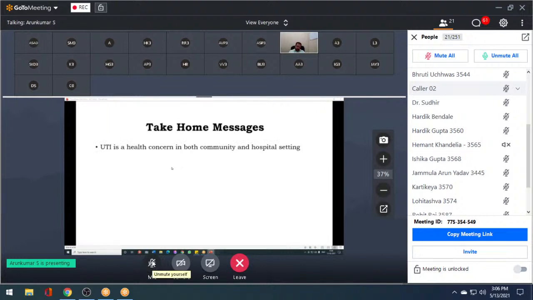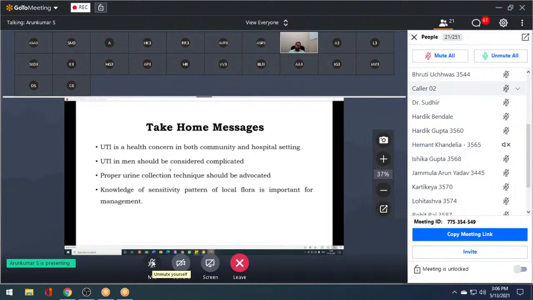So UTI is a common health concern, both in the community and in the hospital setting. It's very common, probably the most common hospital-acquired infection. All cases of male UTIs are complicated. Whenever you're suspecting a UTI, urine collection technique should be proper. You'll have to teach the patient how they should collect urine. Then only they'll be able to collect it properly. Treatment guidelines vary according to the place, and the local antibiotic sensitivity pattern is very important to know for the management.